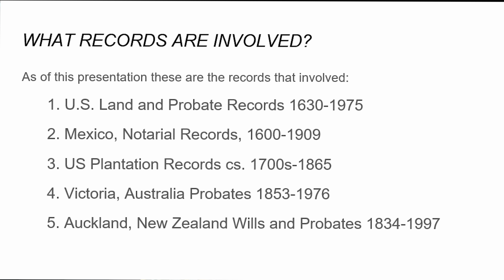And so these are the records that they have now. And I'm going to tell you a story in the fact that in prepping this presentation, they've kept these same records. When they first opened it up in February, they only had the notarial records and the U.S. land and probate records. So since then, they've added these three other collections.